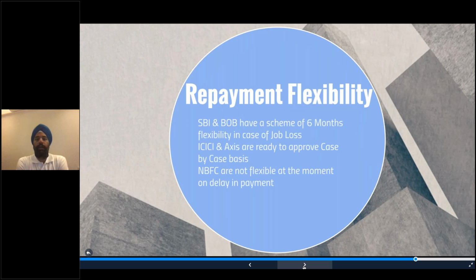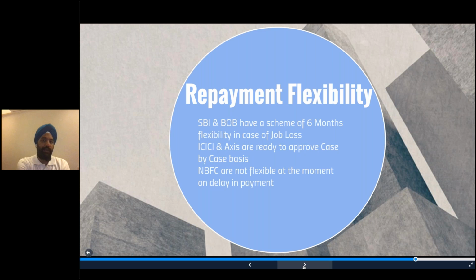Now, how about repayment flexibility? This is where it slightly gets a bit tough. This is for the typical students who have currently started their jobs and are looking at flexibility in repayment, which means the EMIs which they pay month on month. In case of job loss or furlough or temporary hold of pay, they might not have the ability to pay for their education loan.